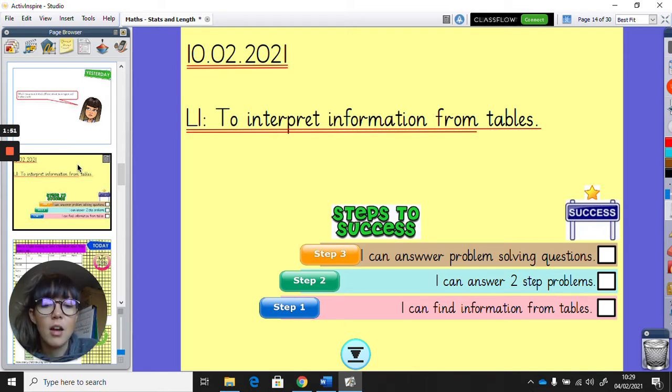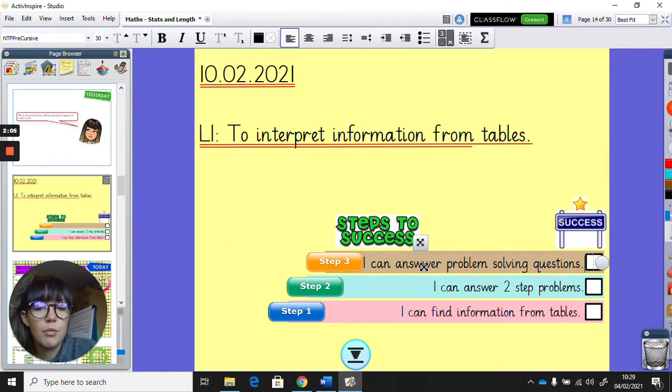Step 1 today is I can find information from tables. Step 2 is I can answer two-step problems. That's where it's a question, but you've got to do two things to get to the answer. And step 3, I can see a spelling mistake on there, silly Miss Hayton. I can answer problem-solving questions.